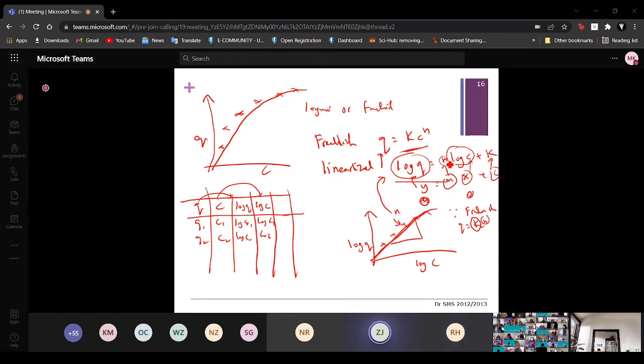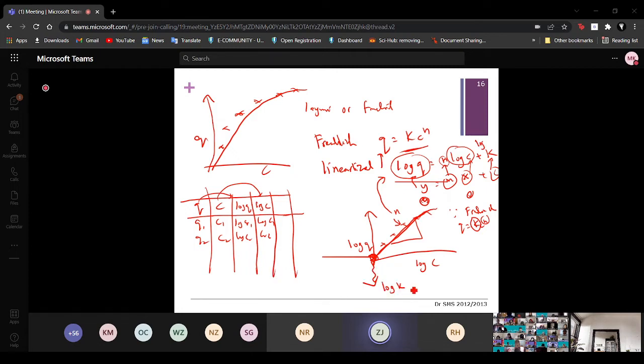So here is N. And this intercept is basically equal to what? Intercept is equal to K. Oh sorry, log K. Since log Q equals log C times n plus log K, this is equal to log K, your intercept here.